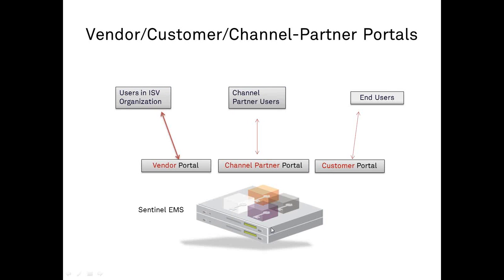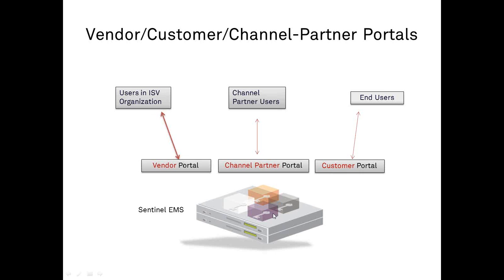At the lower part we see the Sentinel EMS. The functionality here can be viewed via portals. There is a vendor portal, channel partner portal, and customer portal. Vendor portal is the URL in which you get into the EMS, and by using this vendor portal you are able, as a software vendor, as an ISV user in the organization, to do whatever you want with the Sentinel EMS. All the functionality that is available in the Sentinel EMS you can do. So this portal is for users inside the organization.